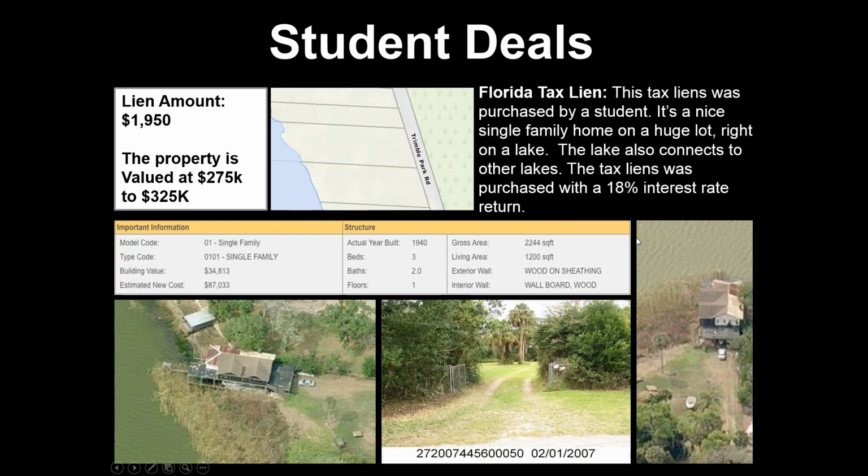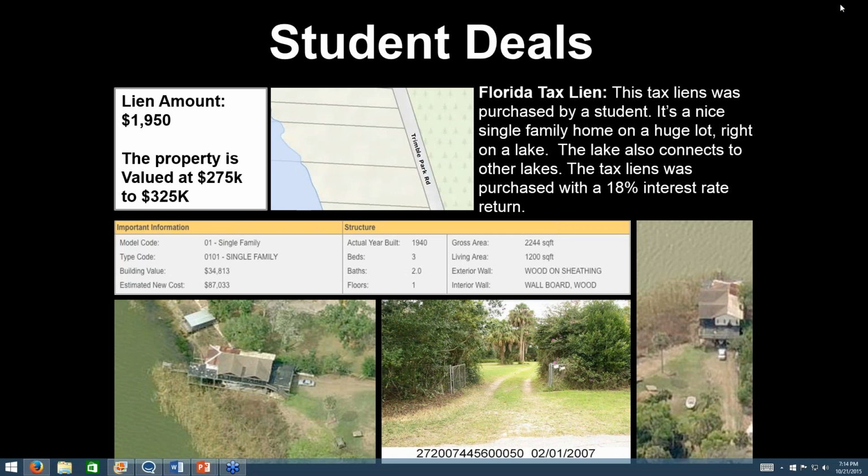Here's an example of a tax lien certificate that was purchased over the counter. This is a tax lien in Florida. It's on a nice single-family home, huge lot, and it's a home right there on the waterway. And so this is a large lake, connects to all different types of lakes. Now the tax lien was just under $2,000, and the property was valued at $275,000 to about $325,000. So when you're looking at your money, is your $1,900 protected by a property that's worth $200,000 to $300,000? Well, yeah, your money is going to be protected by that.